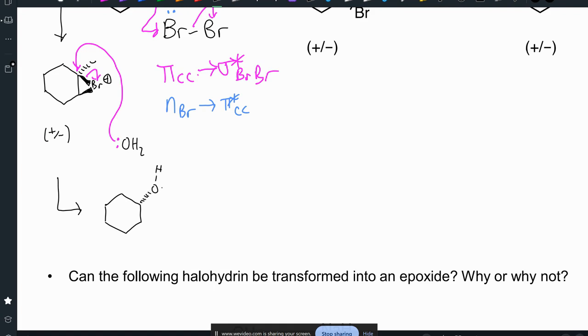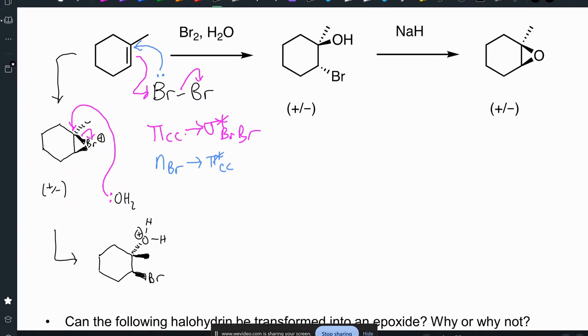That's going to invert the stereochemistry at the carbon that gets attacked. So in fact, the way I've drawn it, oops, that bond is now broken. There's a methyl group here. The way I've drawn it, I'm going to get the enantiomer of this product shown over here. But that's why we have the plus minus, to say we're going to form both enantiomers.